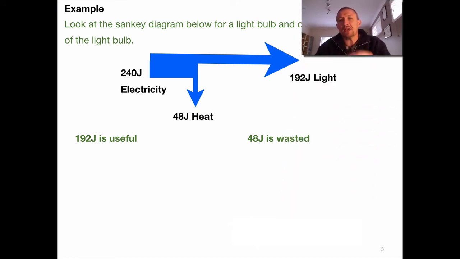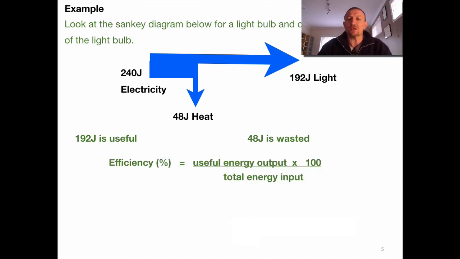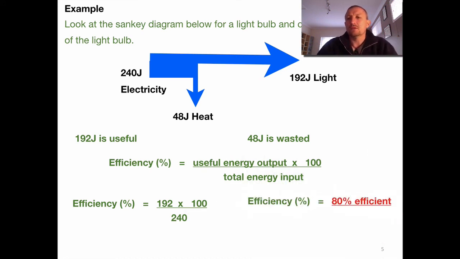So how do we work out the percentage of that 192 joules from what we started with? Well, we use our equation. Our useful energy is 192 joules. Our total energy is 240 joules. We substitute that into the equation and do 192 times 100, and then divide the whole lot by 240. On your calculator it's really simple: you put in 192 times 100, divide by 240, and then hit the equal sign. From that we get 80% efficient. That's a really good light bulb if we've got 80% efficiency.